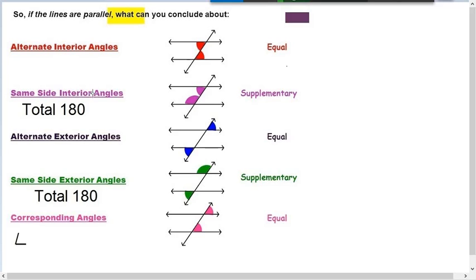Okay, they are supplementary. Interior angles are always supplementary. Let it be same side interior or same side exterior, these same side angles are supplementary. Then corresponding angles. Corresponding angles means they are on the same side of the parallel lines and of the transversal. So above means both above.